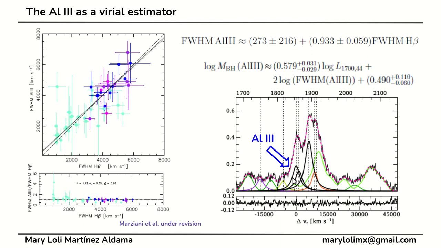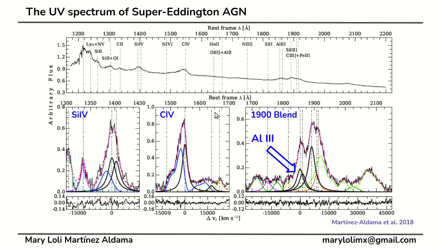Usually magnesium II is used as the UV virial estimator. This is also a low-ionization line. However, in sources at redshift larger than 2, we lose magnesium II with the classical ground-based telescopes. So that's why we have to look for another one. Usually people tend to use carbon IV, but as I told you, it is sometimes strongly affected by outflows or by absorption. So probably it's not the best emission line to use.